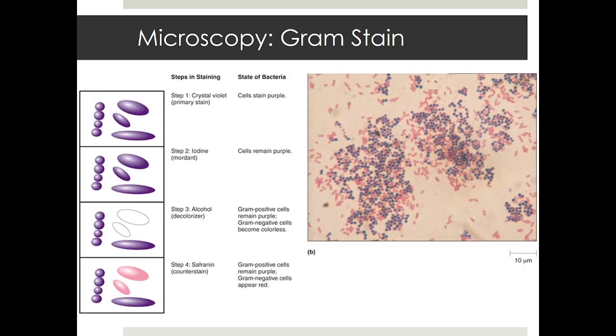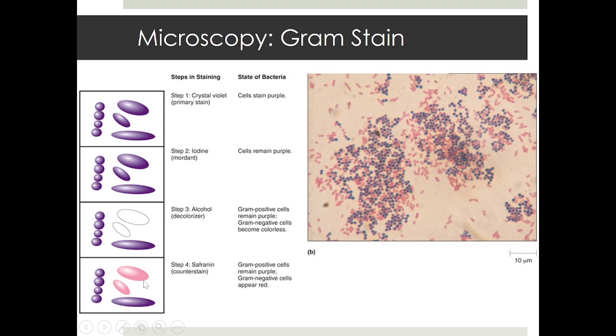So I'll flip to the next slide, which might explain this a little bit more easily. You can see in this diagram here, we add the crystal violet first, cells are purple. We add iodine, cells remain purple. If gram-positive cells are being stained, then they retain the purple color. So you can see here gram-positive cells remain purple because they have a very thick peptidoglycan layer that will not allow that large complex to pass out. But if they're gram-negative with a small peptidoglycan layer, that complex will leave.